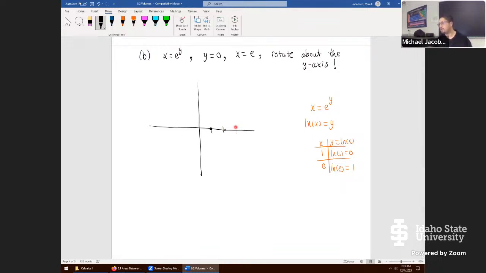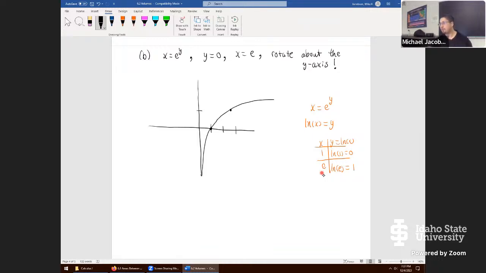Then here's 2, here's 3. And this point of e is about 2.7. And about 2.7, we take a height of 1. So we're over here for a second point. Then the rest of the curve would look about like this.